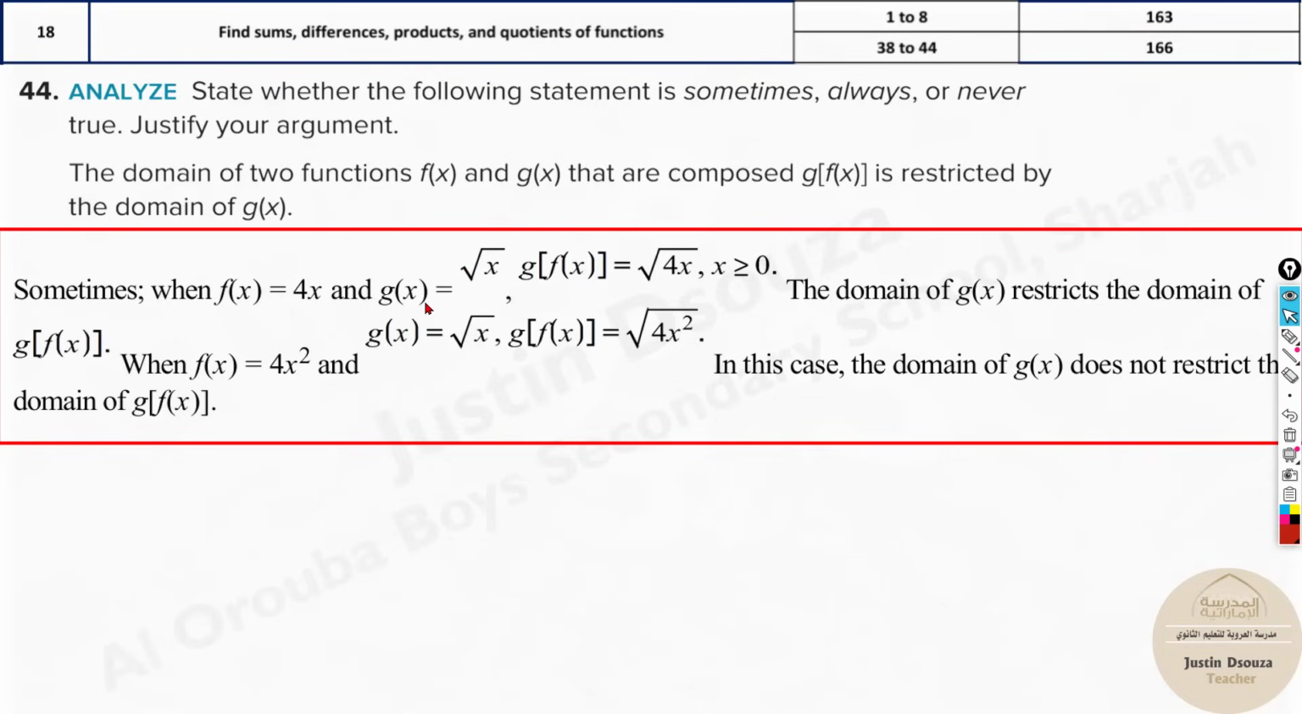Over here, instead, how are we composing? We are composing g of f of x. Now instead of x, what do you put? 4x. Over here you put 4x. Now yes, the domain of g of x is what? Square root. This is restricting. Why? Because x cannot be any negative numbers. It should only be positive real numbers.